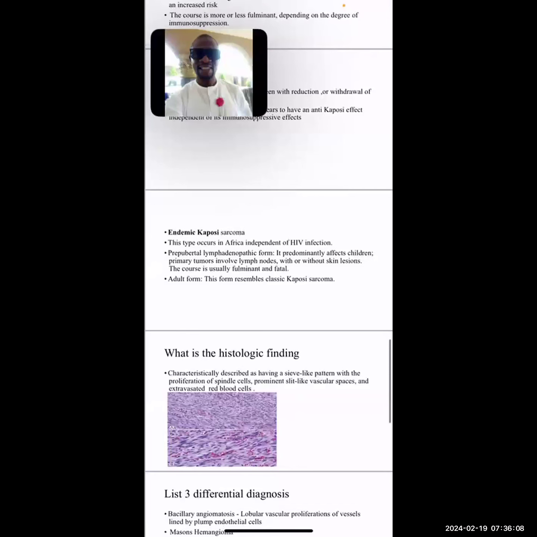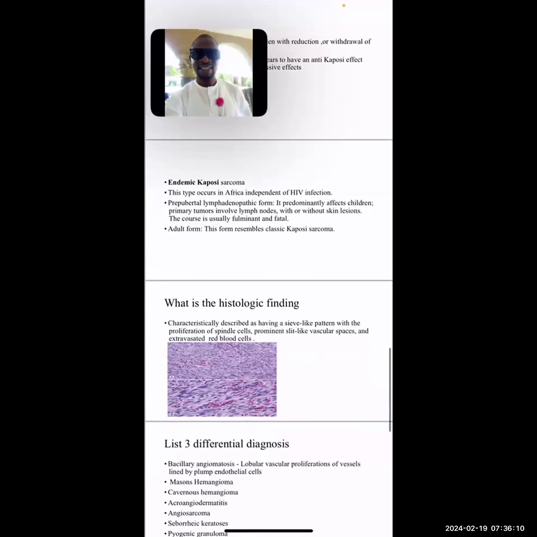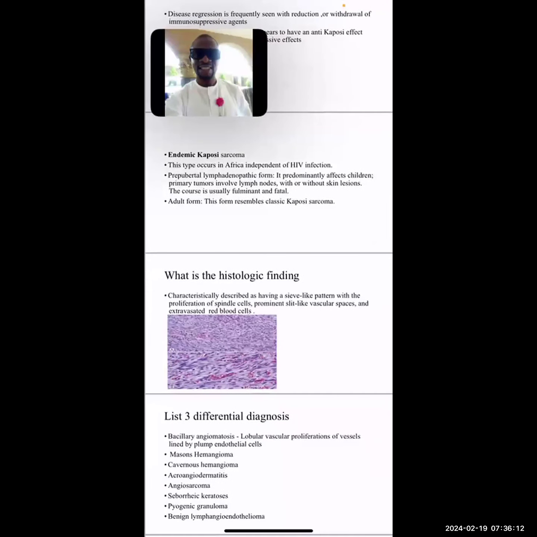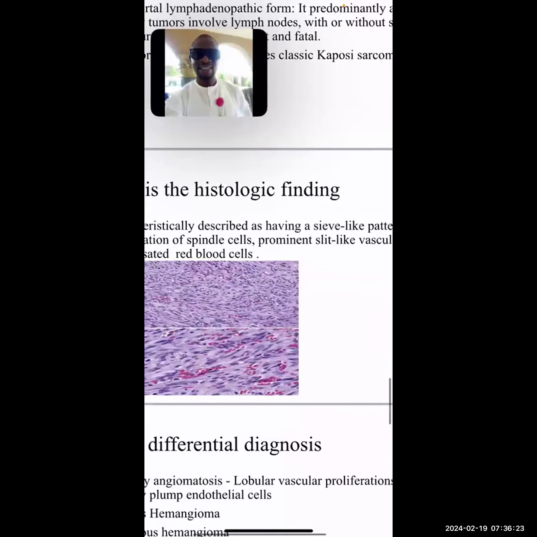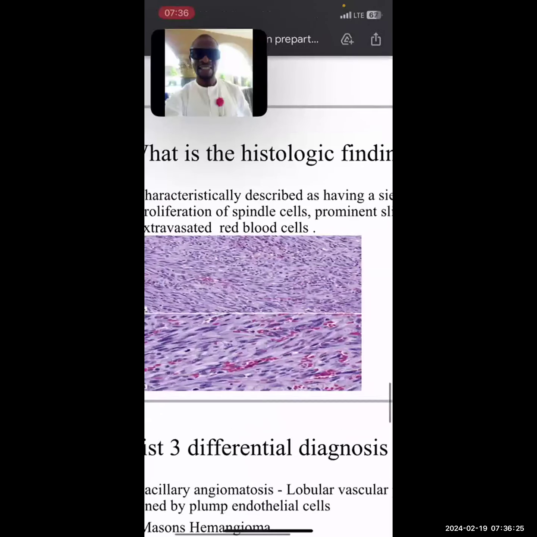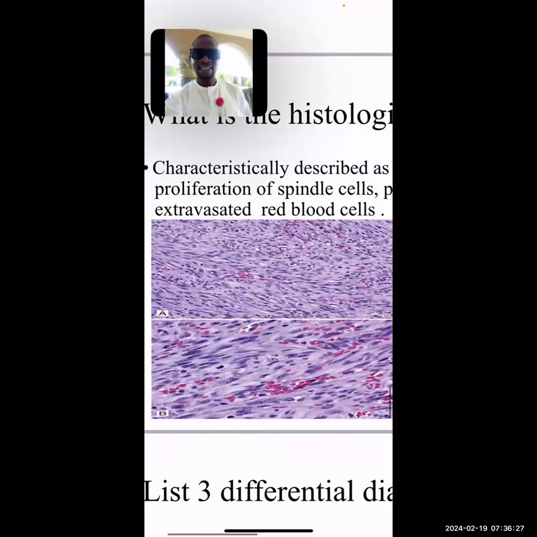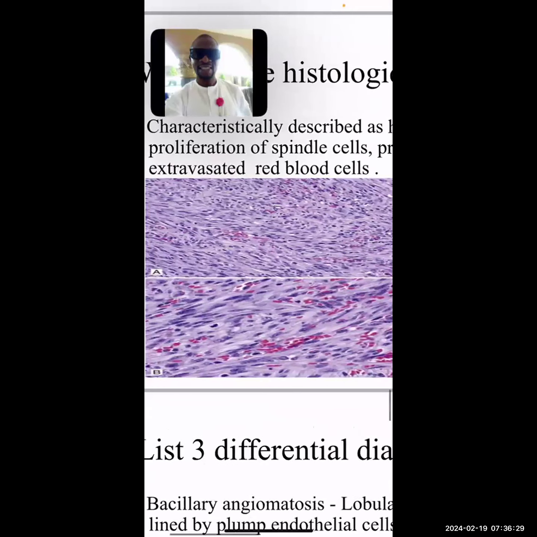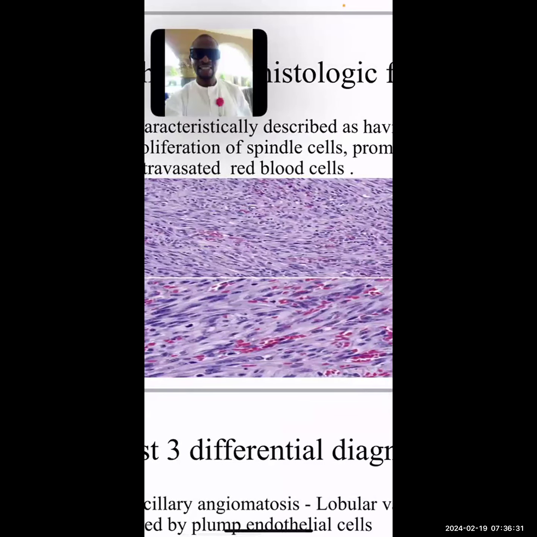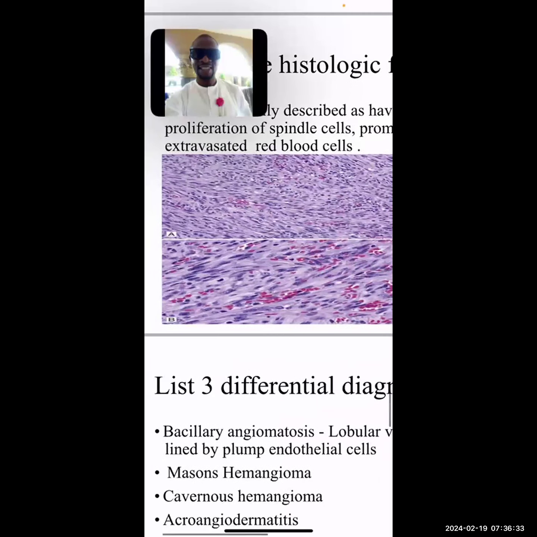Now, what's the histologic finding? Characteristically, it's described as having a sieve-like pattern with proliferation of the spindle cells, prominent slit-like vascular spaces, and extravasated blood cells. I tried to show a picture of it on the slide. You can see the first one, the A and the B, and then you can appreciate the extravasation of the blood vessels on the next one.